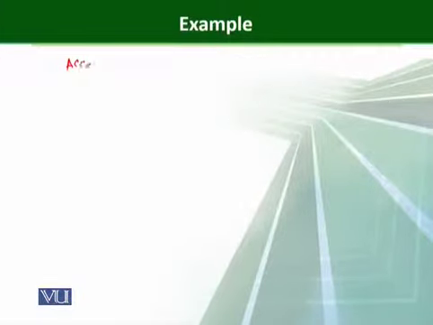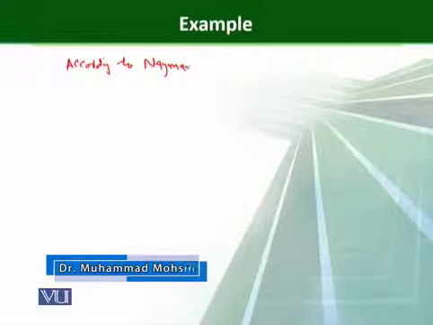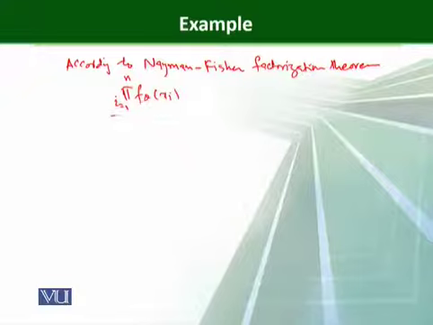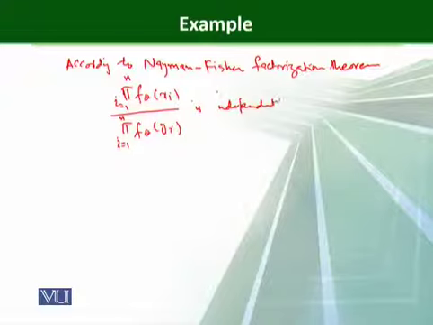So, according to the Neyman-Fisher factorization theorem, T(x) is a minimal sufficient statistic if and only if the ratio of the product over i from 1 to n of f_theta(xi) and the product over i from 1 to n of f_theta(yi) is independent of theta implies that T(x) is equal to T(y).